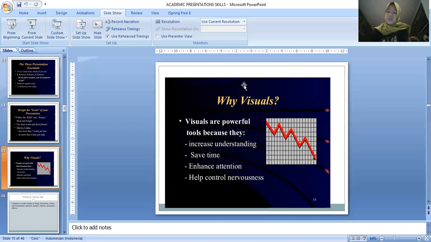Why visuals? Visuals are powerful tools because they increase understanding and also it saves time, enhance attention, and help control nervousness. Yes, when you need to elaborate the point, visual aids are very powerful to illustrate the concept, to also help you give deep understanding, deep comprehension of the content. So it is very helpful. Visual aids are very helpful.